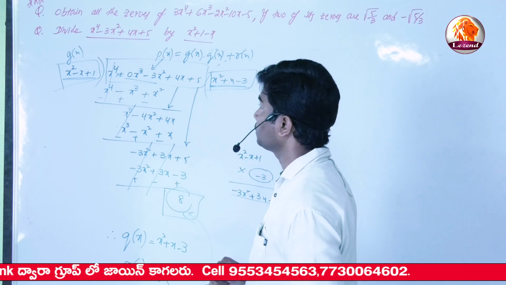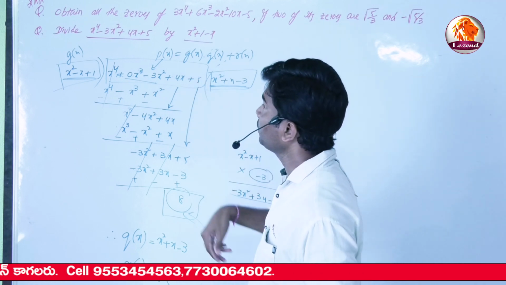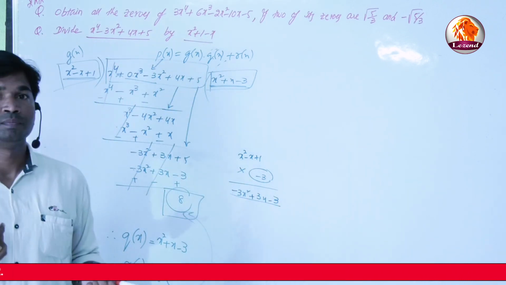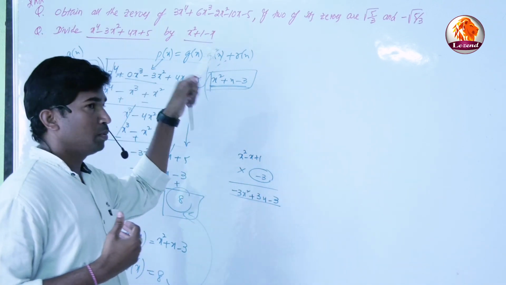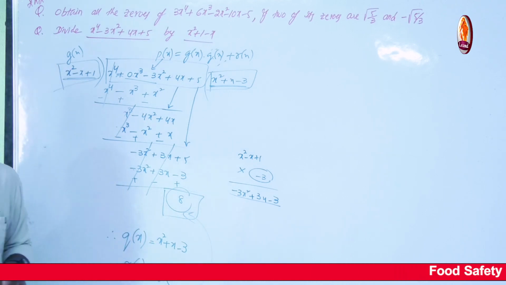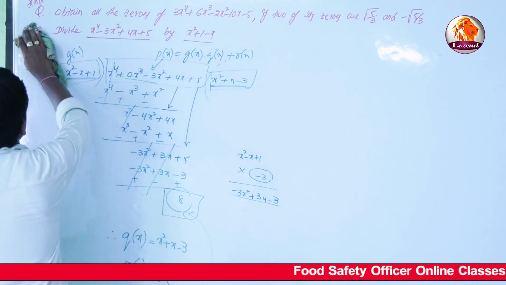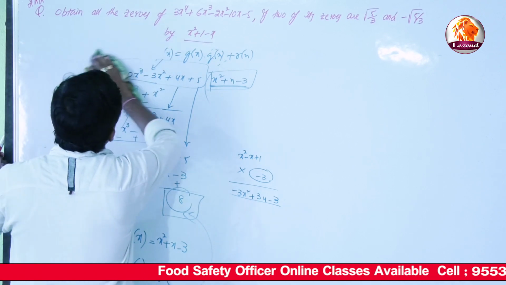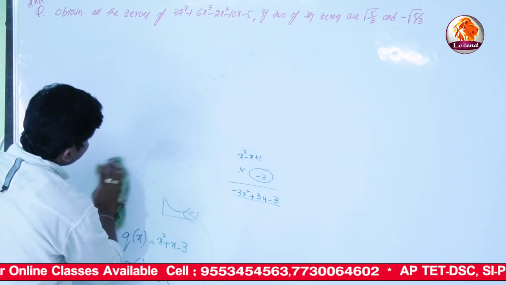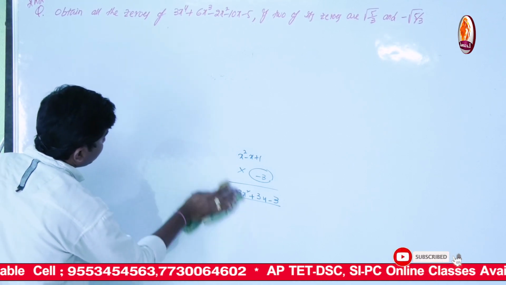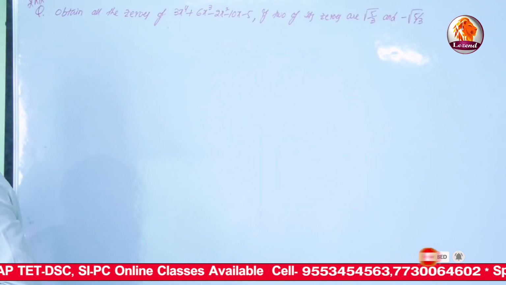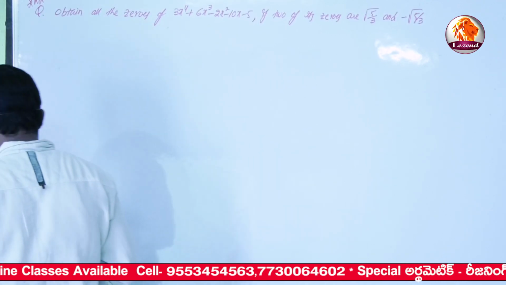This is the long division process. By using the division algorithm, we find the resultant polynomial, a biquadratic polynomial divided by a quadratic polynomial. And one more question, it's very important: obtain all the zeros of the biquadratic polynomial. We will definitely get 4 solutions, meaning 4 zeros: alpha, beta, gamma, and one more, sigma.